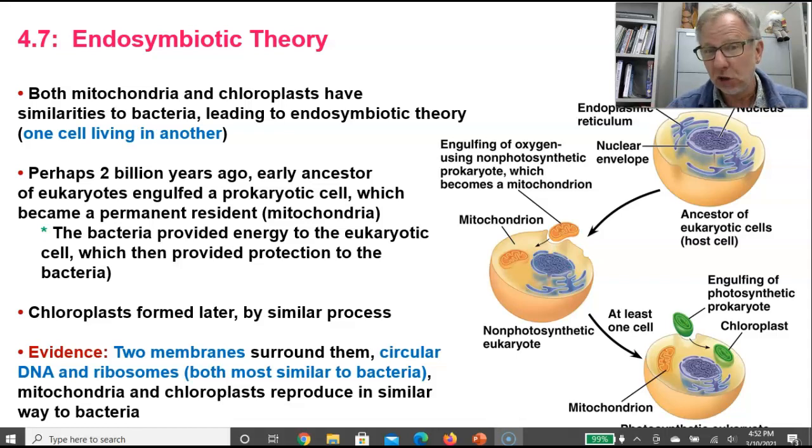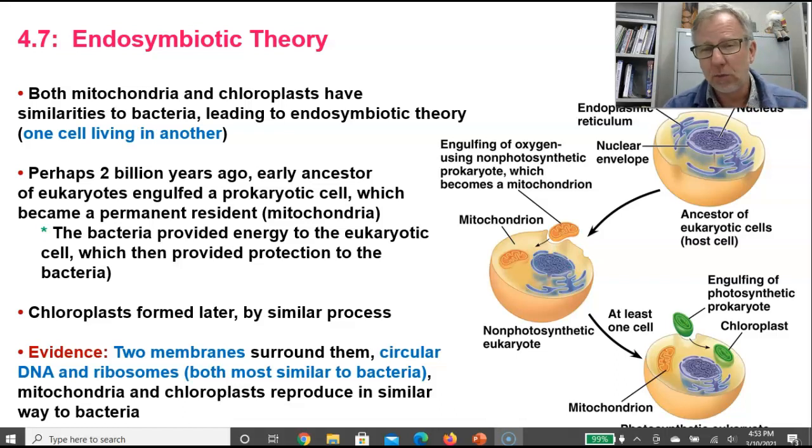The bacteria were really good at making ATP for energy, and the eukaryotic cell provided protection from other things in the environment. This is called symbiosis. Symbiosis is when two organisms live really close together, and in this case, they're helping each other out. Another example of symbiosis would be the bacteria living in your mouth, or living in your intestines, or outside in nature, insects or birds that pollinate flowers. That's a symbiosis. So the bacteria were providing energy to the eukaryotic cell. The eukaryotic cell provided protection.